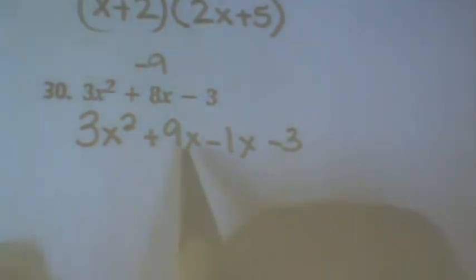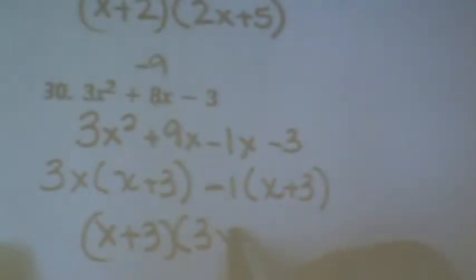Next one, number 30, working down. You've got 3 times negative 3, which is negative 9. What two numbers multiply to give you negative 9, but add to be 8? That would be 9 and 1. So you're going to rewrite this as 3x squared plus 9x minus 1x. That gives you your 8x, and then minus 3. So factor a 3x out of the first two. You're left with x plus 3. Factor out a negative 1 here. You're left with x plus 3. And your final answer is x plus 3 times 3x minus 1.